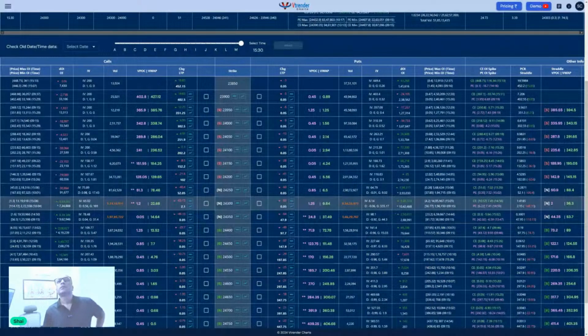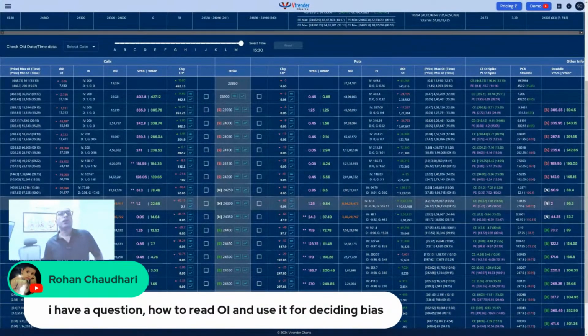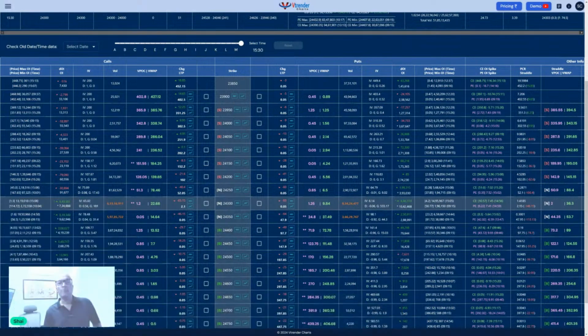The question is, how to read OI and use it for deciding bias. OI by itself cannot decide bias. If somebody has told you that that is the only way you can decide a bias, I don't agree with it. Different people, different opinions. My personal opinion is I use OI with a number of other factors. I use OI along with market profile and my order flow as a supporting tool.